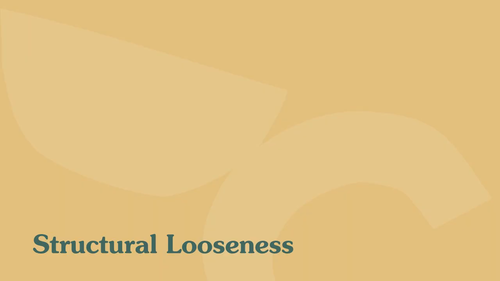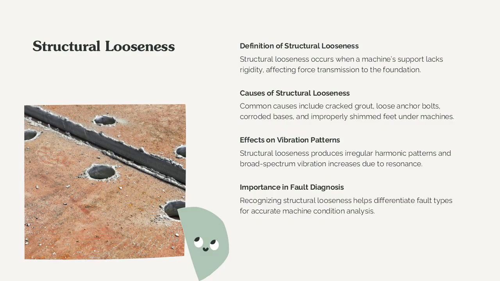Structural looseness. This slide introduces structural looseness, a condition arising when the machine's support structure, such as the baseplate, grout, or foundation, lacks rigidity. Structural looseness alters how forces are transmitted from the machine to the foundation, often causing exaggerated movement at low frequencies and inconsistent phase behavior.